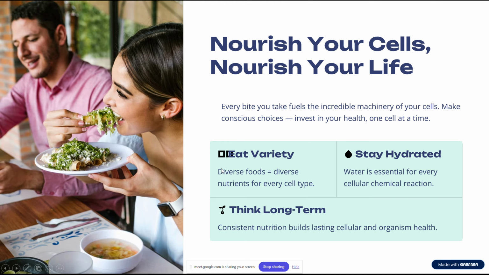So eat varieties. Diverse foods will obviously give you diverse nutrients for every cell type. And also stay hydrated, take enough water. Water is also essential for every cellular chemical function. The long-term goal is that consistent nutrition builds lasting cellular and organism health. So I think with a few points of this, we've been able to complete that slide.